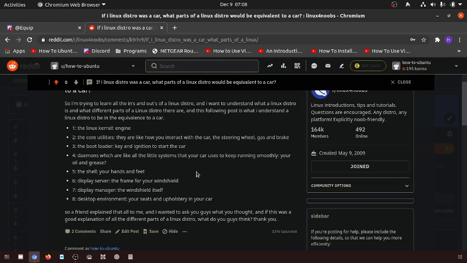So the Linux distribution is not just the Linux kernel itself. It's actually made up of a lot of different parts. The Linux kernel is only one small part of a complete distribution, of a complete operating system.